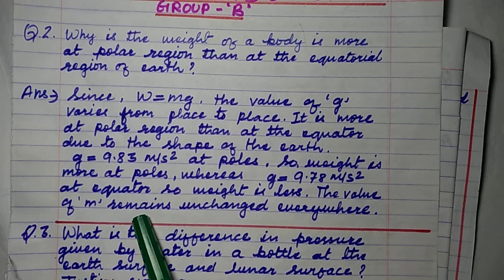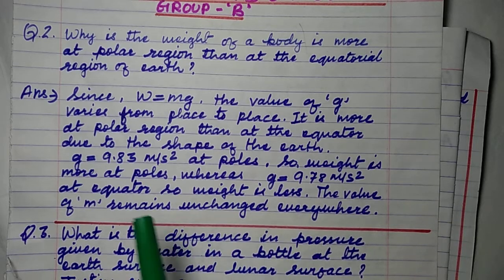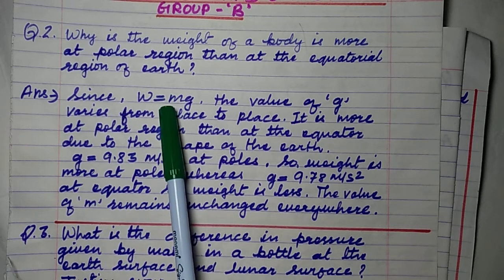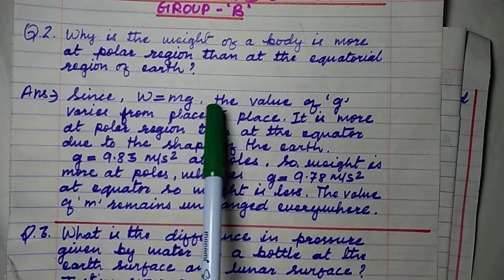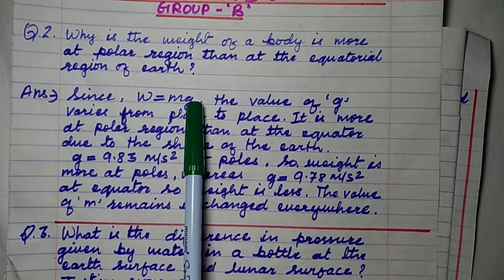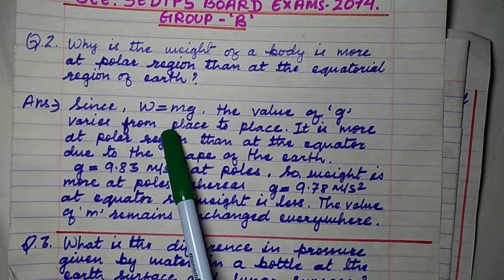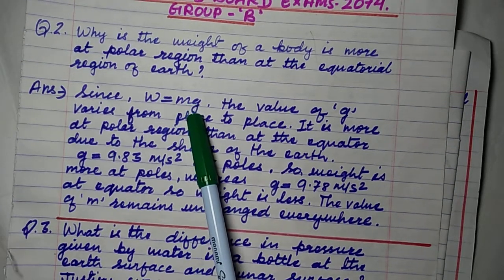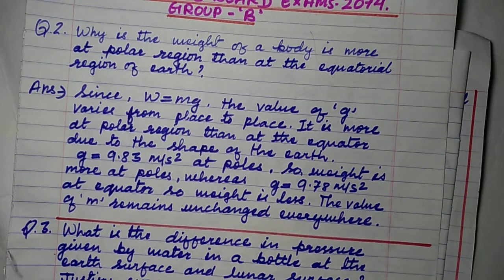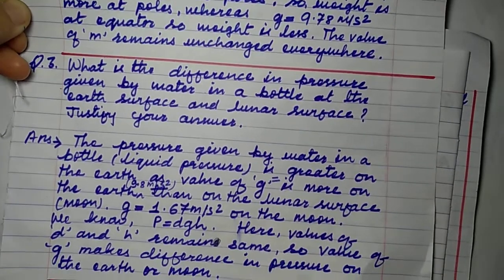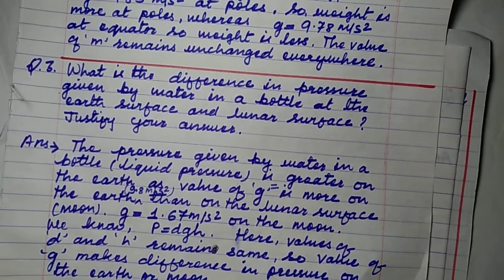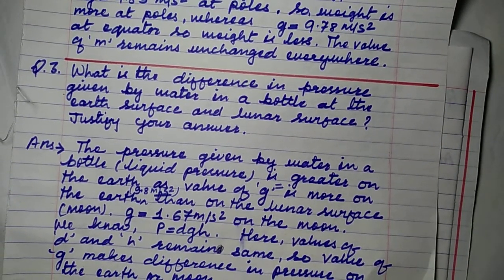The value of m remains unchanged everywhere. So in this formula, mass remains unchanged. The only factor that makes a difference here is g. Okay, g is more at the pole, that is why weight is more. g is less at the equator, that is why weight is less. This is your answer.